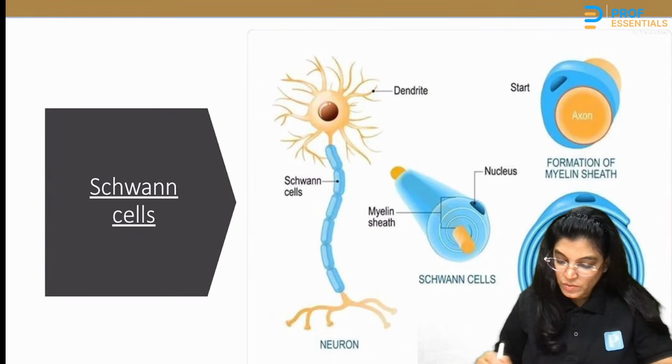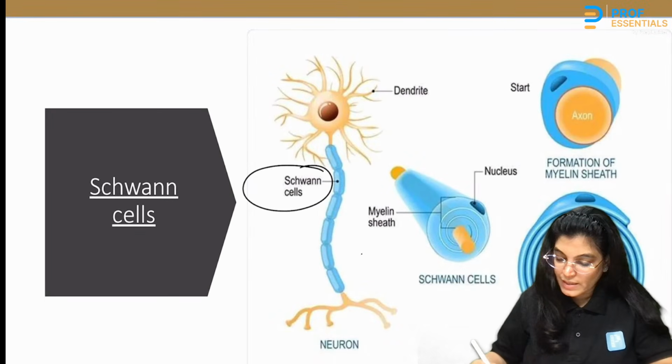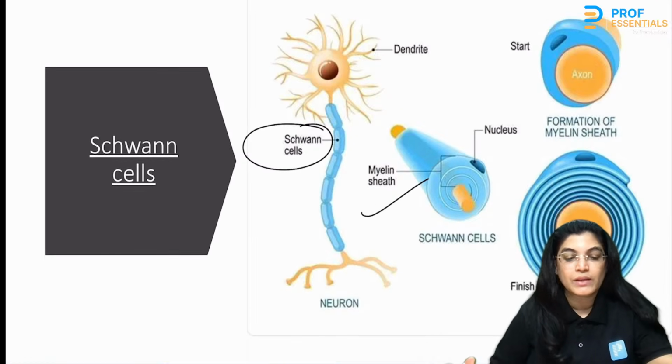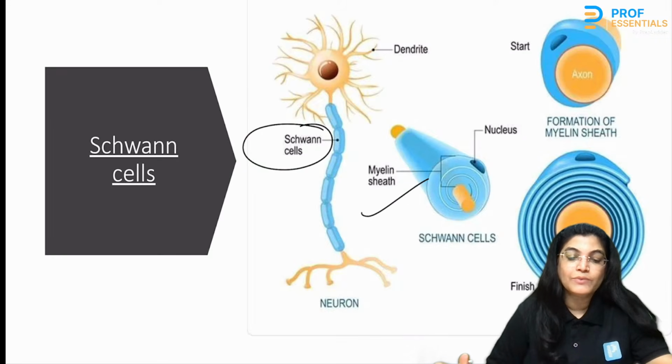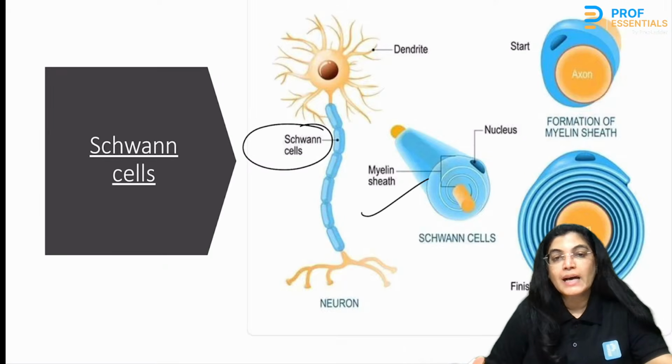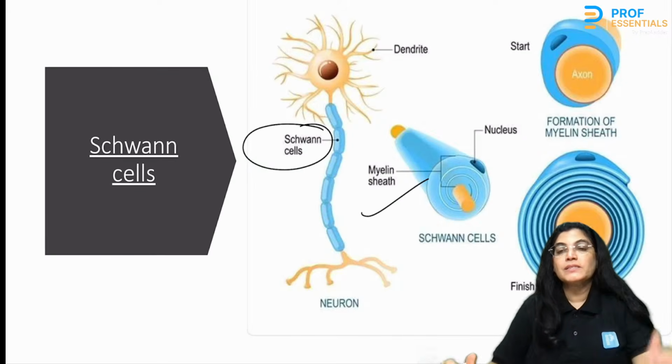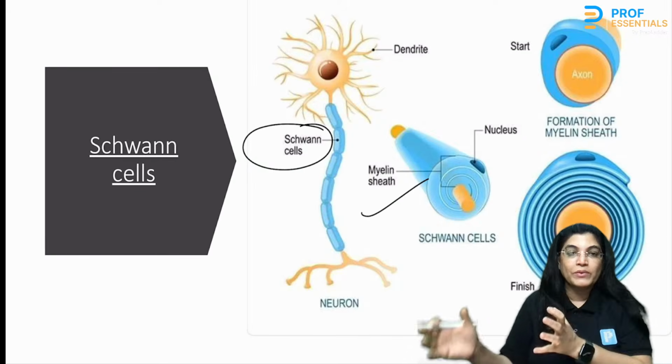Firstly, if I talk about Schwann cells, you can see they form the myelin sheath in the peripheral nervous system. Schwann cells are also called neurolemmocytes, and they are the glial cells forming the myelin sheath for the peripheral nervous system. They support the neurons, so their function is giving support to the neurons of the peripheral nervous system.